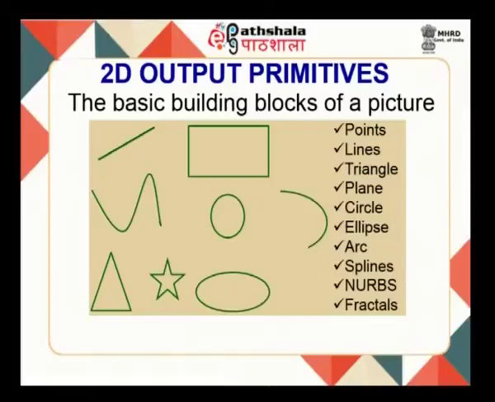So, how do we represent these things in a program or in a machine? That is what our discussion today is going to be about. How do we represent these basic primitives so that later we can combine them to form various pictures?